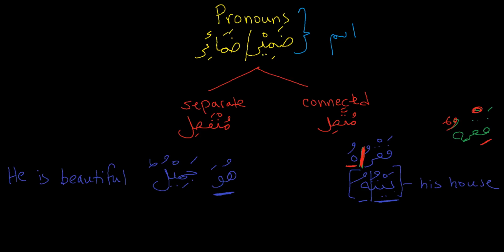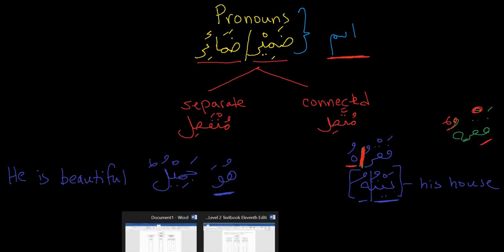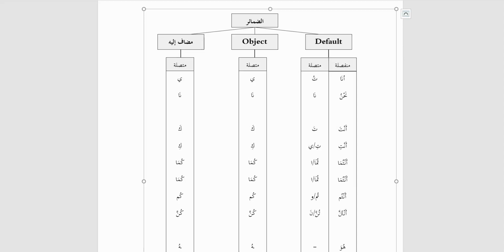So this is an introduction, and like I said, the most important thing is that you write these notes down, because writing helps. This is one of the reasons why I don't give out sheets. I strongly believe that writing these notes down will instill the information in your head. So this is just an introduction to pronouns. A pronoun is called damir, the jama or plural is dama'ir. They're all isms. We split them into two categories: connected, muttasil, and separate, munfasil. Okay, so now let's go to the chart.